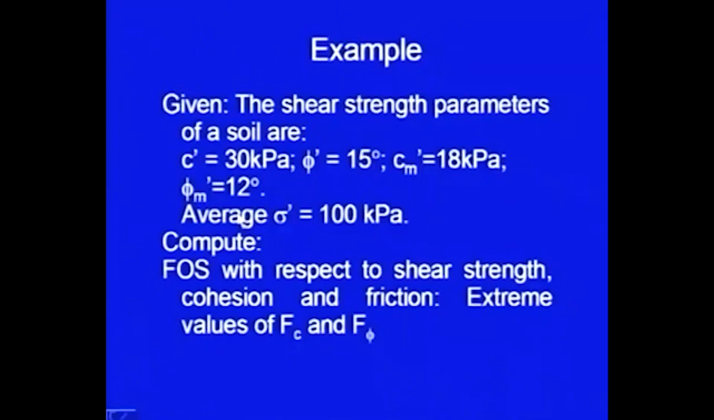And it is given to us that the average value of the effective normal stress sigma dash is 100 kPa, and we are required to find out the factor of safety with respect to shear strength, that is number 1, with respect to cohesion and friction, and also we have to work out the extreme values of Fc and F phi for which this particular slope will remain stable.